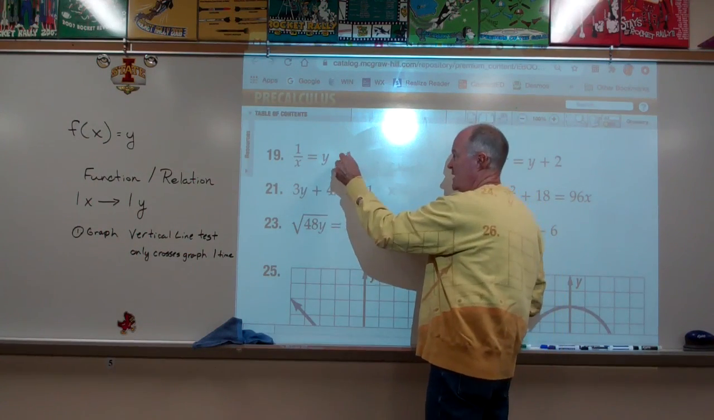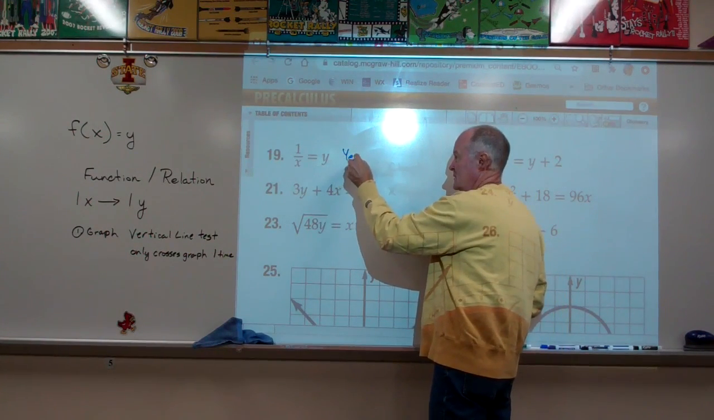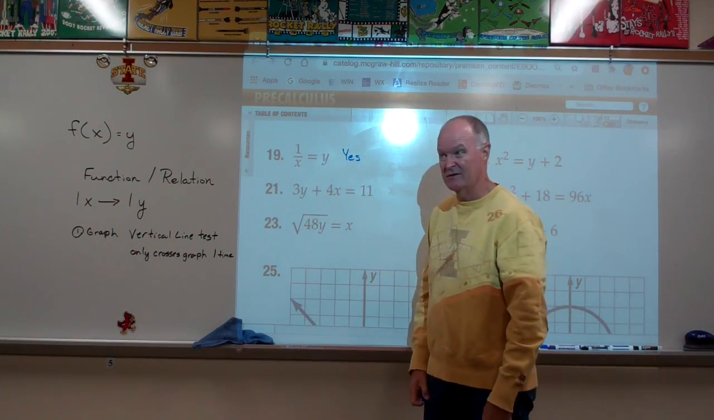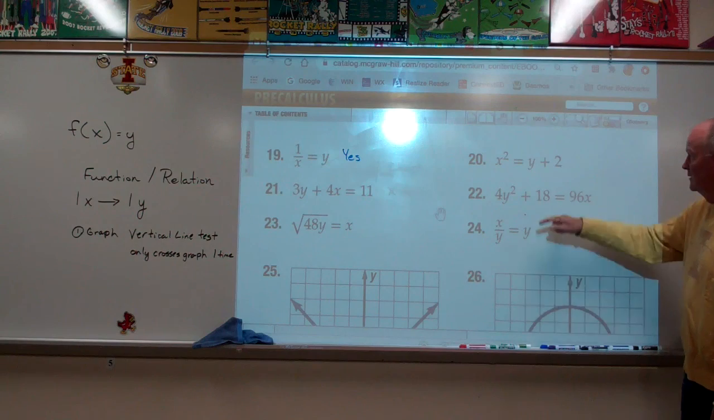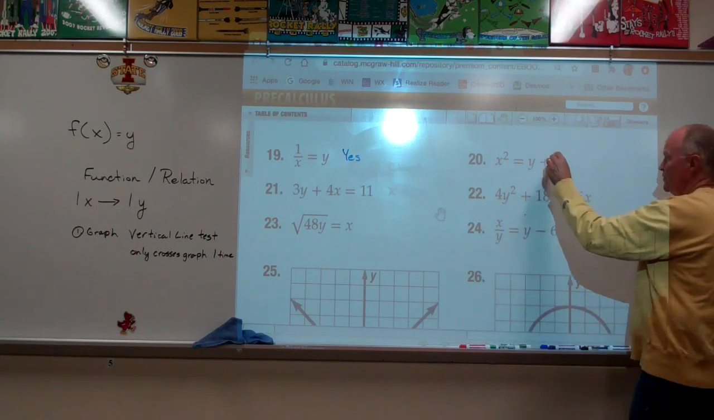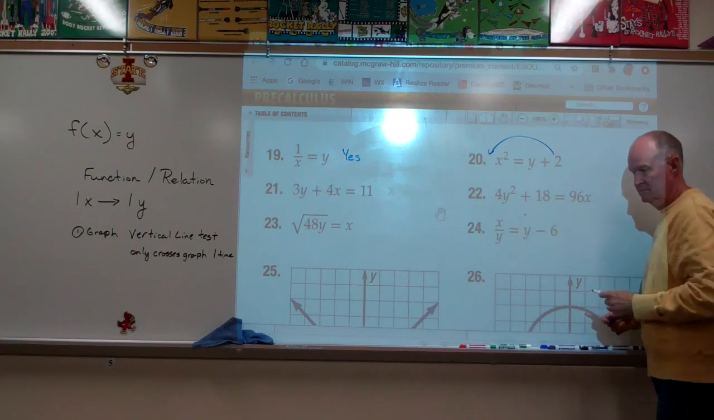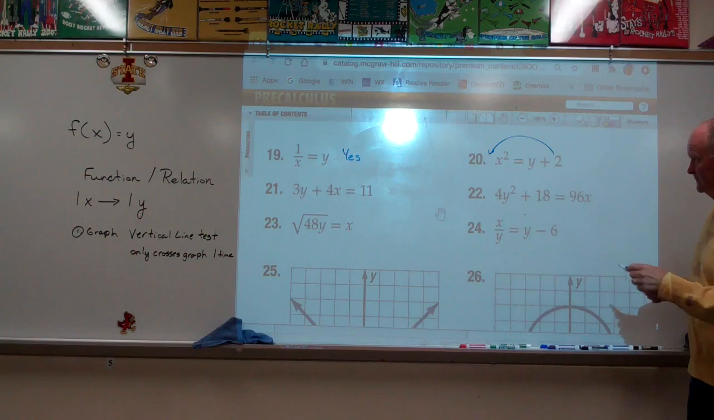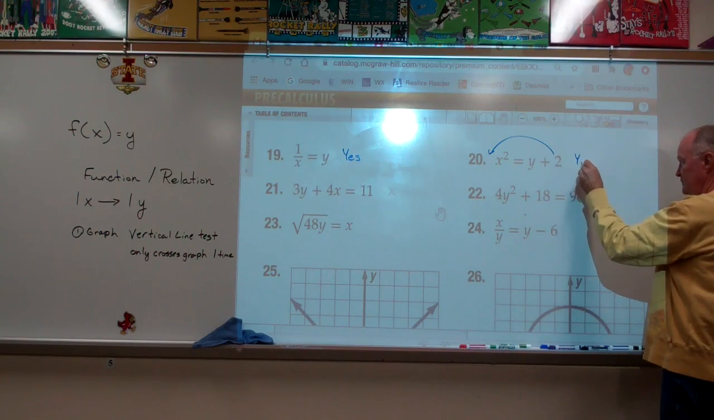So if we look at number 19, is that a y equals? Yep, so this is a yes, y equals only x's. This one, can I get it into y equals? I can move that over there. And it's y equals x squared minus 2. So that's fine. So that's also a yes.